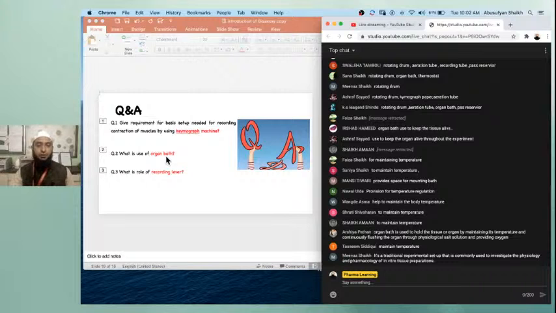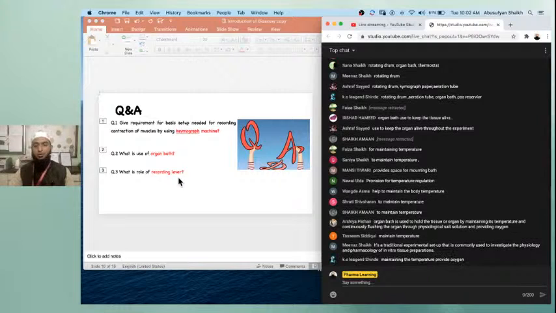Okay, very good. My third question is, what is the role of recording lever? The answer is hidden in the question itself. What is the role of recording lever?